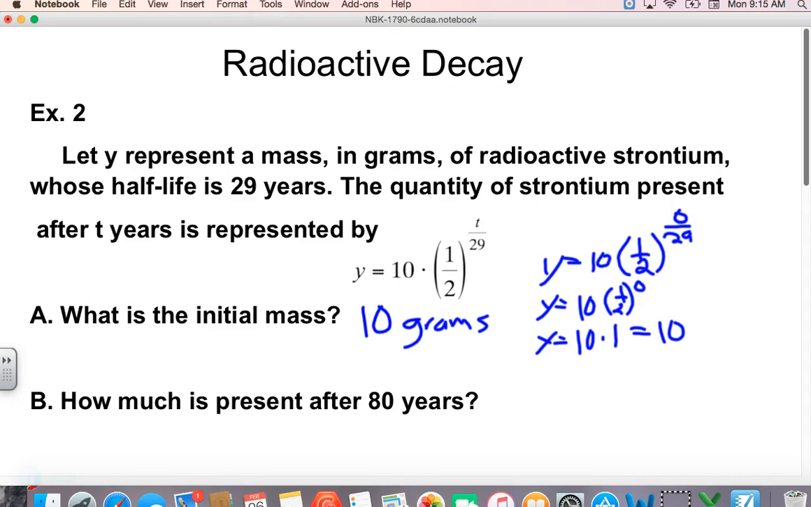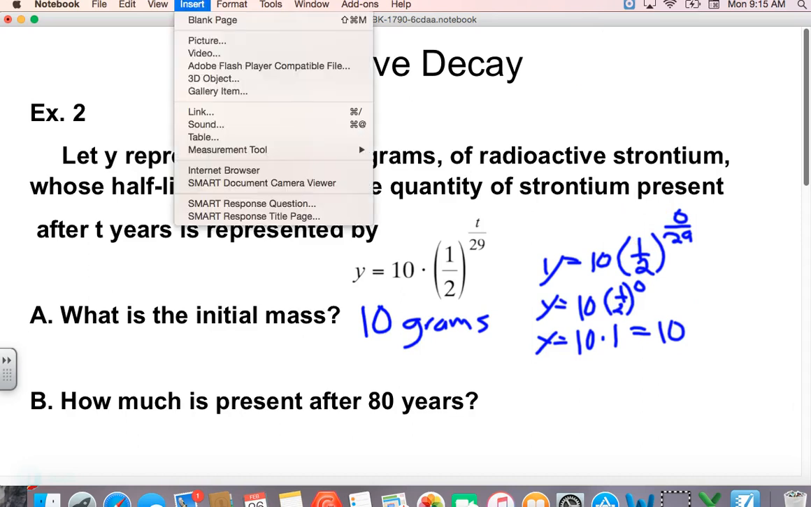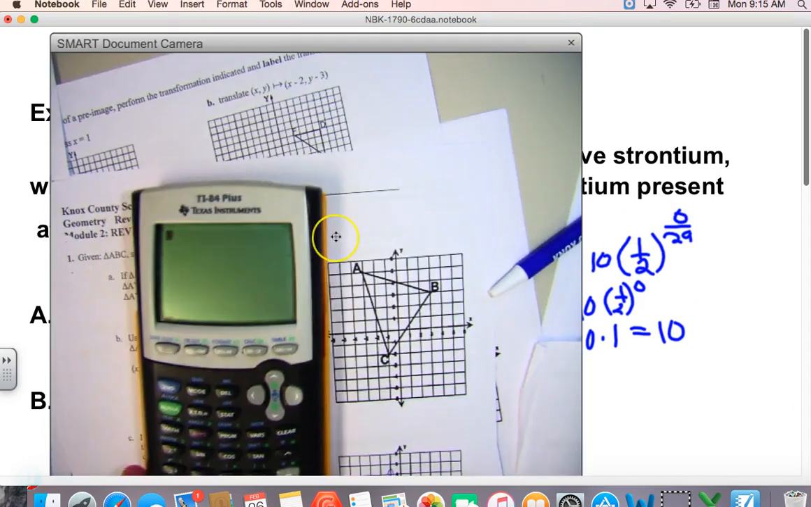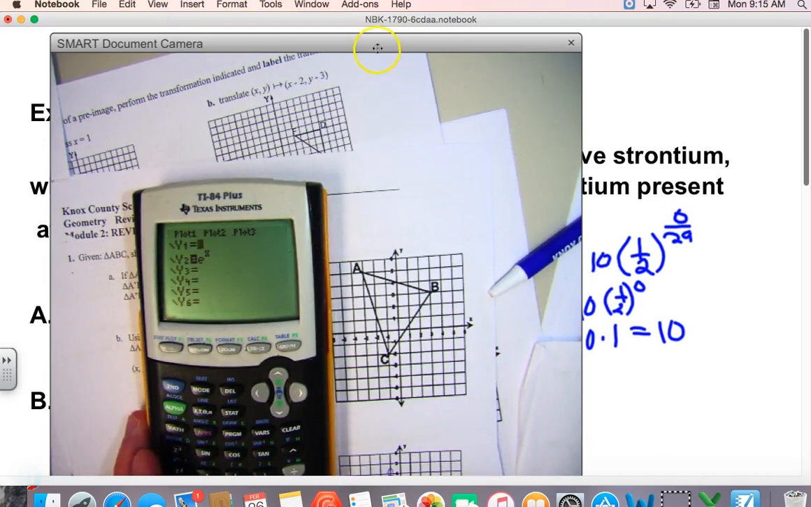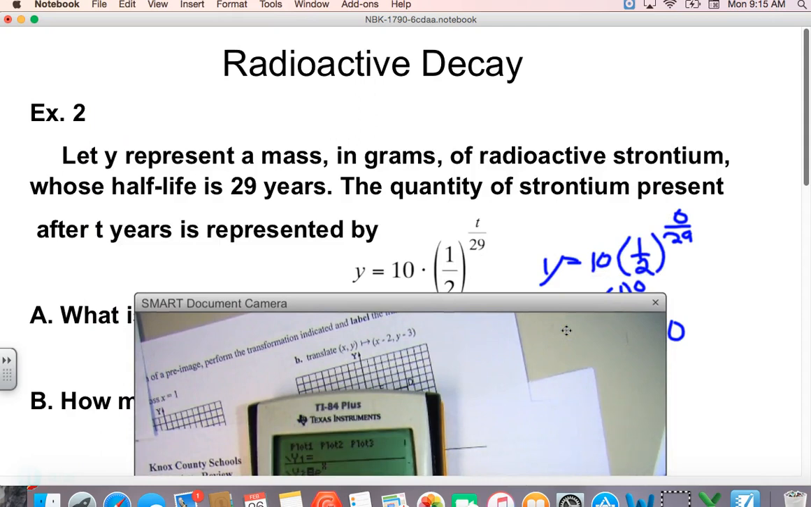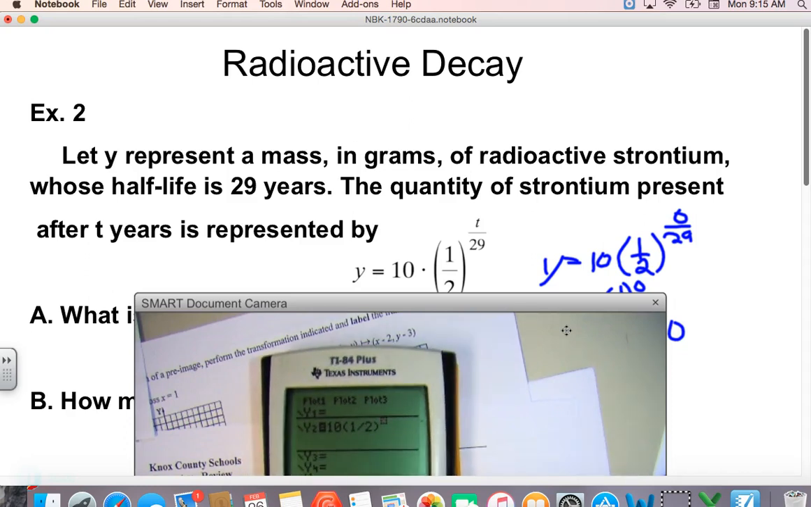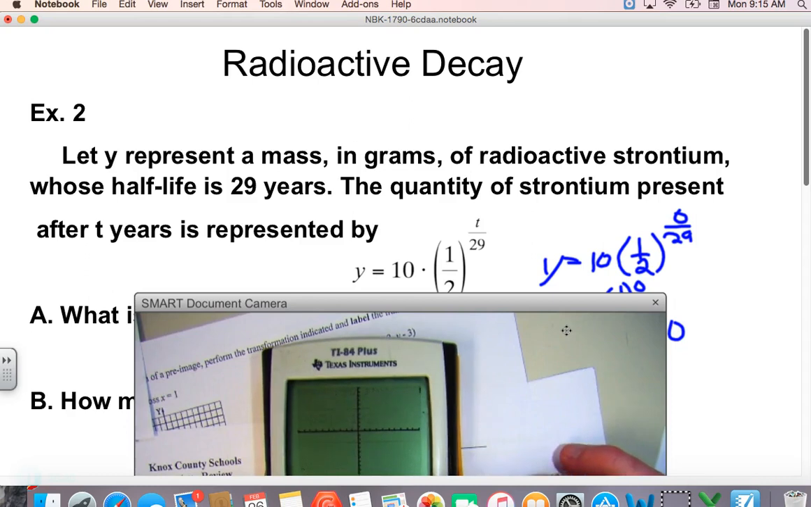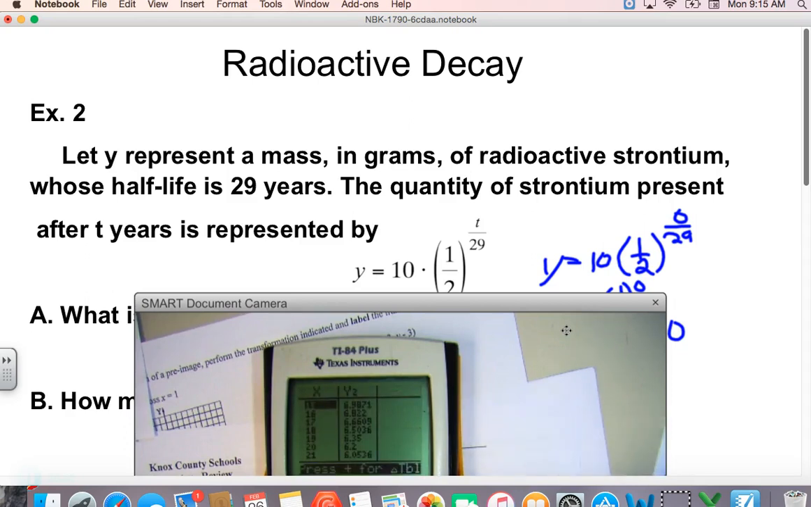Or another option you have is to graph it. So let's look at how we do it if we graph it instead of doing it algebraically. So let's say I plug in the function. I got my function 10 times 1/2 raised to, and when they use T, we'll just plug in x over 29. All right, so we graph that. We can't really see anything, but what we're more interested in is the table. So let's look at the second table, and we can see these values right here.